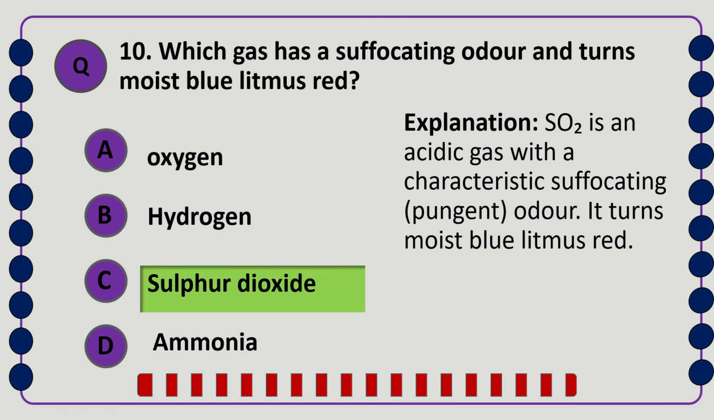In the beginning I told you two options are very weird, that is option A and B. They are neutral gases. And D is a basic gas, that is ammonia. I hope this is clear. Let us move to the next question.